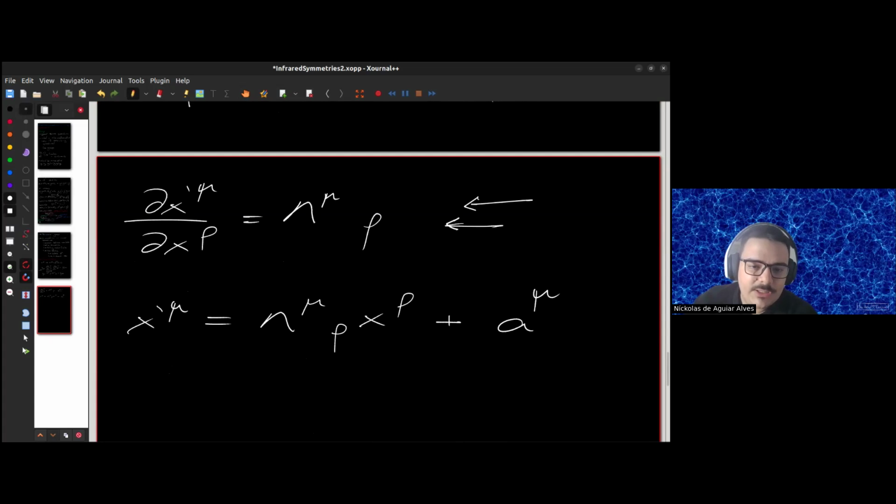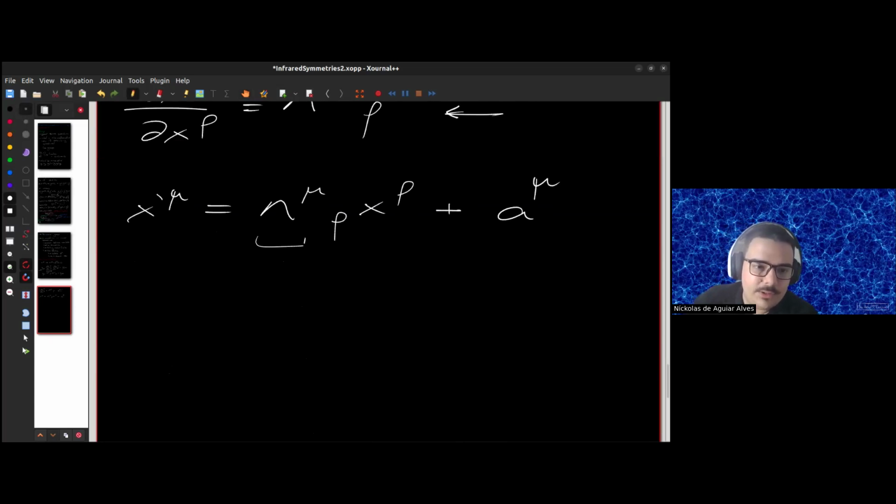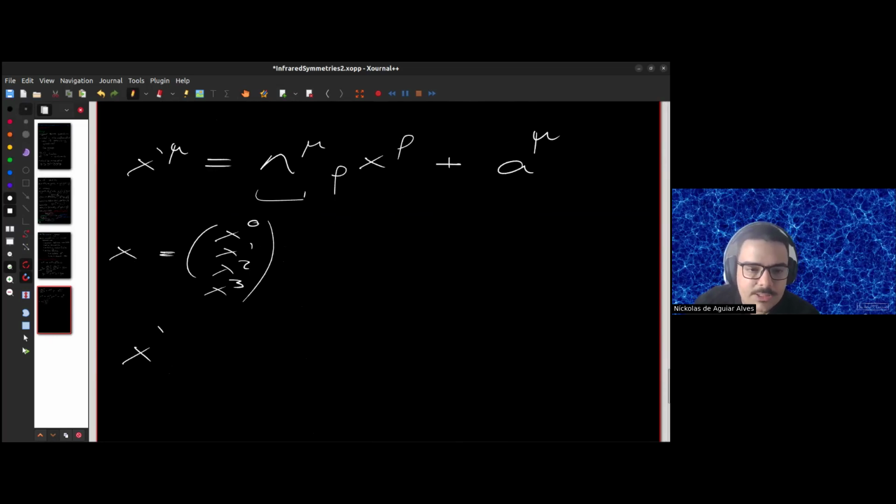Now I know that I can treat lambda as a matrix, so it makes sense to look at this equation in a matrix notation. So I'm just going to denote, for example, x as x0, x1, x2, x3. I'm just going to put the components in a matrix, and I'm going to write this as x prime equals lambda times x plus a vector a. So you see that what we have here is not really a linear transformation. It is what we call an affine transformation, because it is linear plus an inhomogeneous term. So a non-homogeneous term, inhomogeneous.